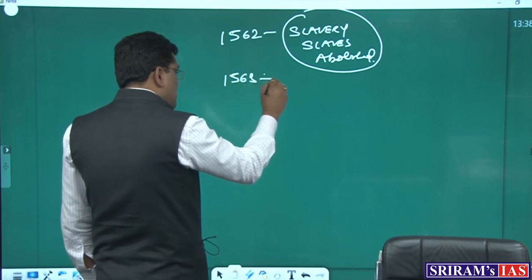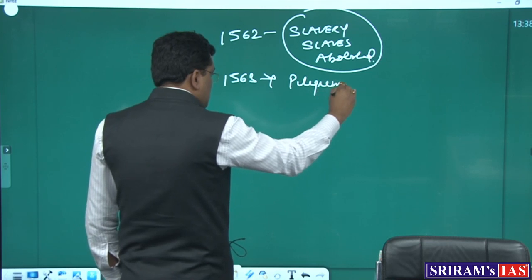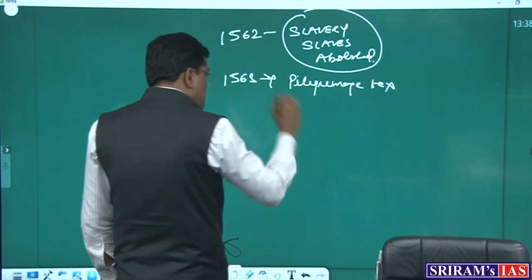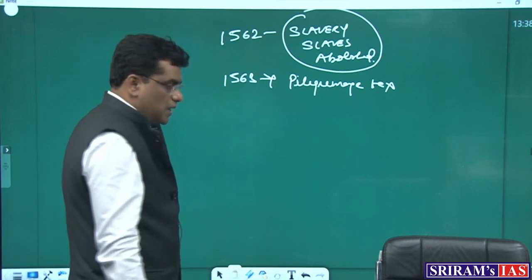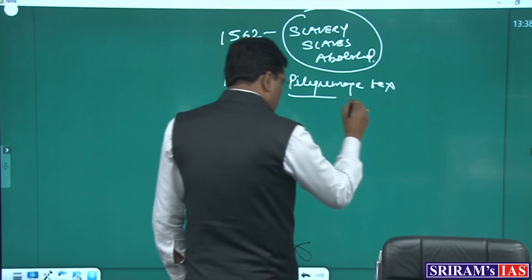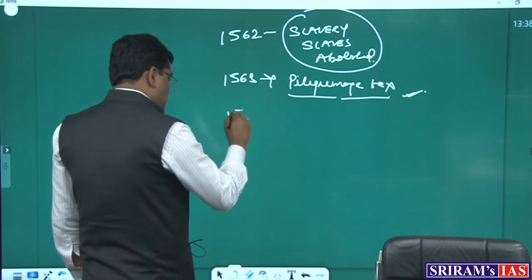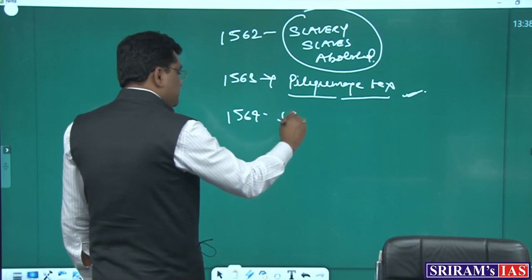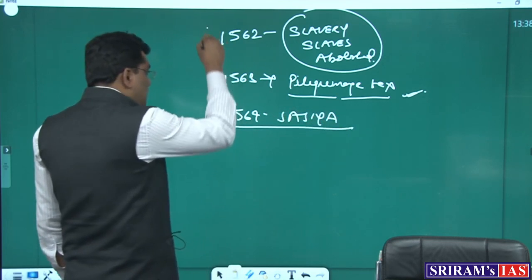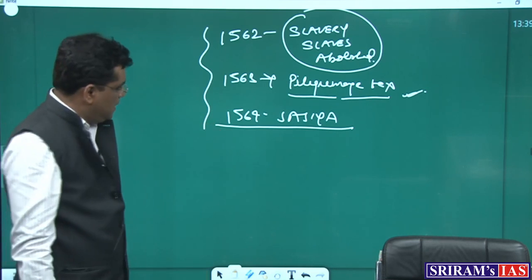1563, another big message he gave, he abolished the pilgrimage tax. How beautifully he wanted to integrate the various sections of Indian society. Hindus had to pay the tax while visiting their religious places. 1564, he abolished jizya. So initially a human face, now turning into a very good reformer.